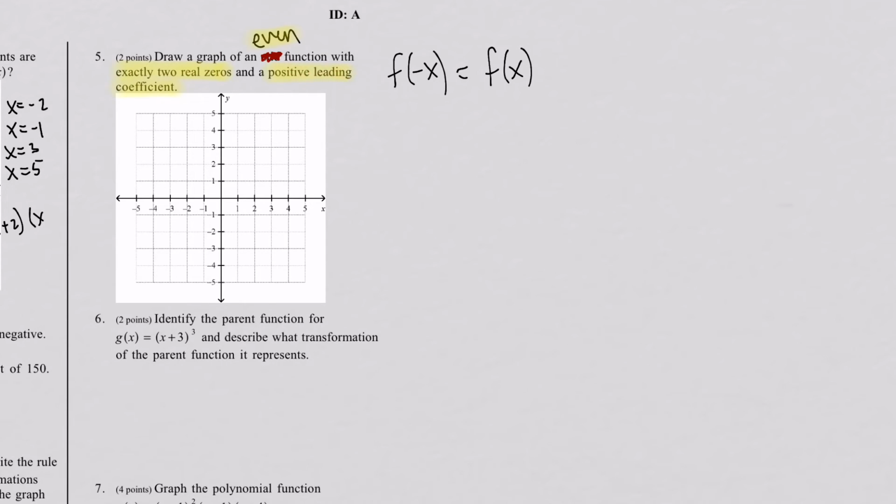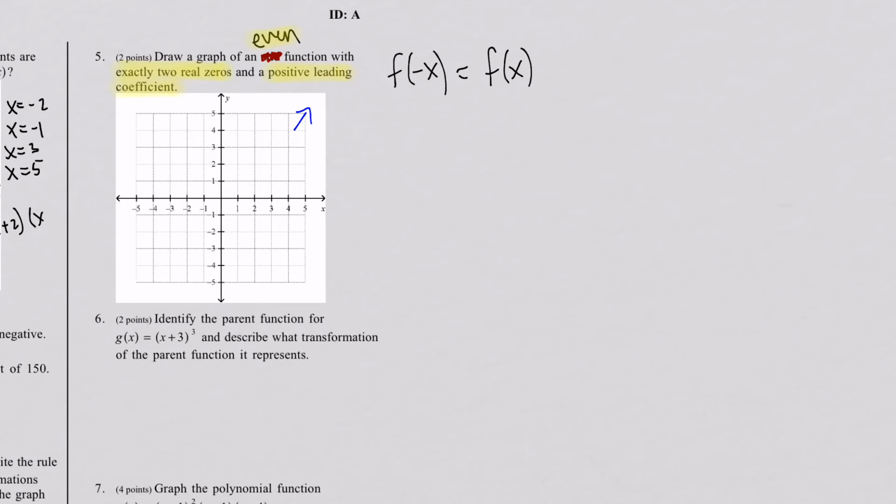Positive leading coefficient means that it's going up on the right side, right? Remember what we said about the leading coefficient, the a value? That means that on the right side it's going up. So I know that for sure. Let's start with that. On the right side it's going up. Let's undo that and fix it. On the right side it's going up, like that.